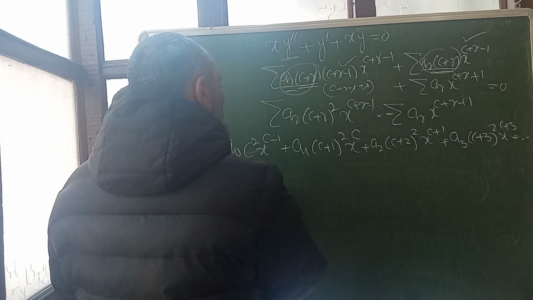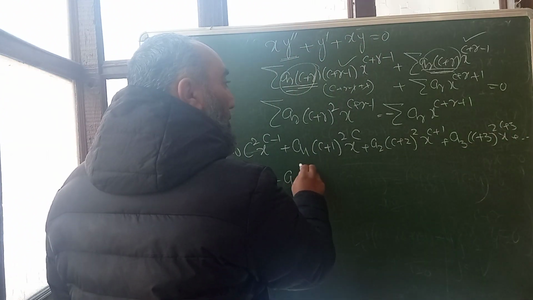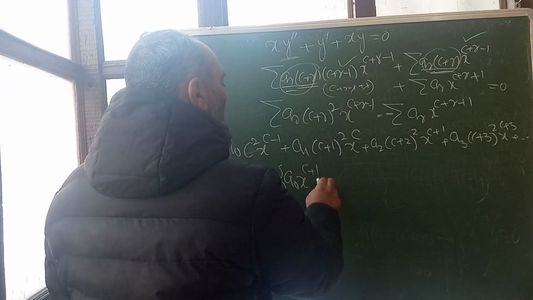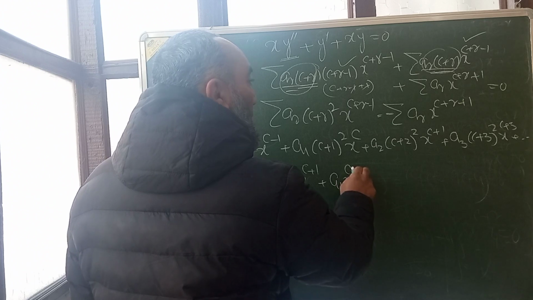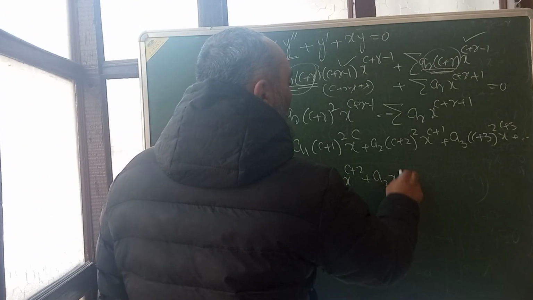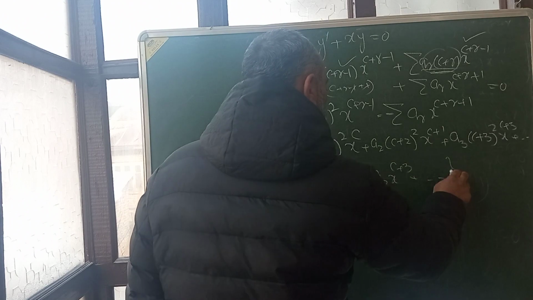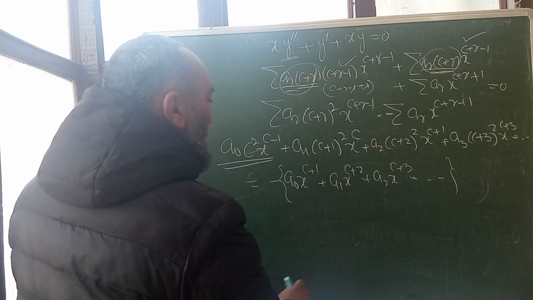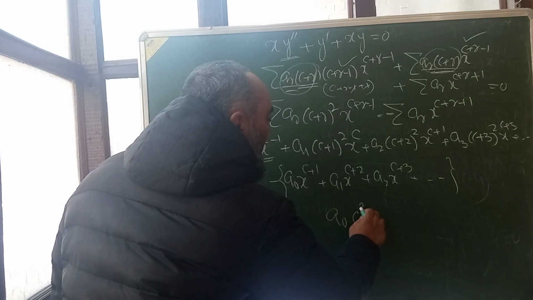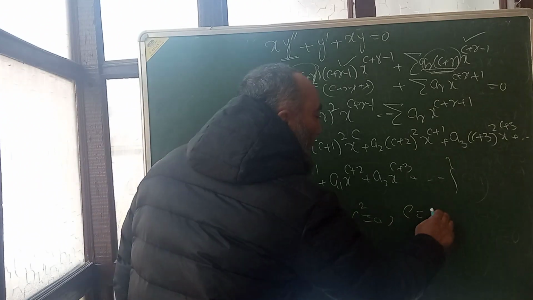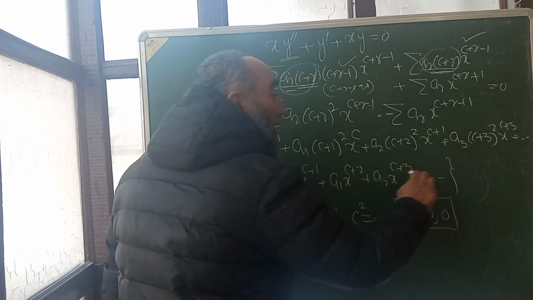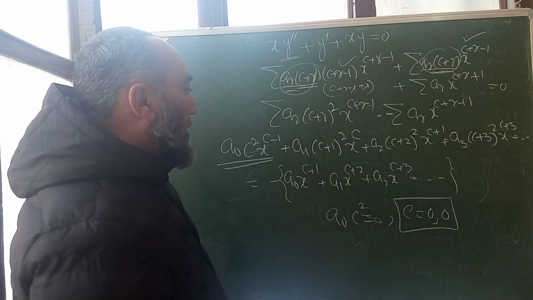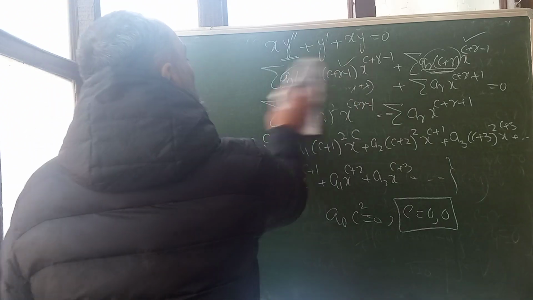Okay. Right hand side is nothing but A0 x raised to the power C plus 1. A1 x raised to the power C plus 2. A2 x raised to the power C plus 3 and so on. Now collect coefficients of different powers of x starting from the lowest. You will get A0 C square equal to 0, which means C equal to 0 and so roots are repeated. You have got two equal roots. For that you know the case. Now you can find A1, A2, A3 and so on.